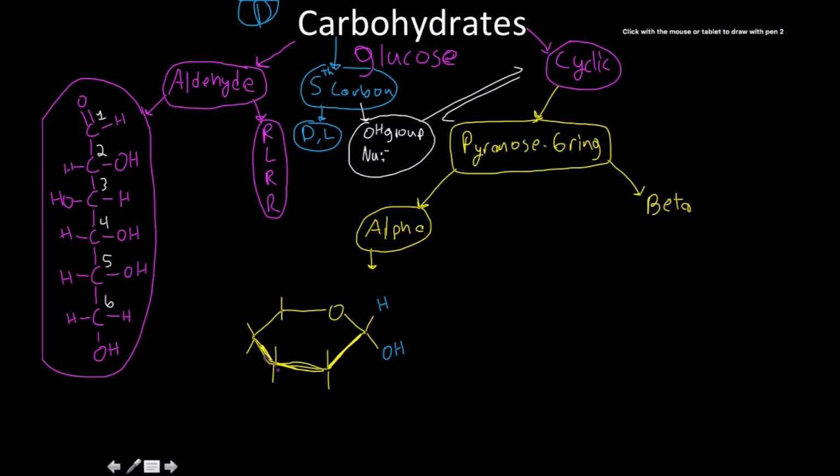Now let's go ahead and fill in the rest, right? So everything else is pretty much a constant between alpha and beta. And the pattern that I remember is, for the next ones, it's down, up, down. So the OH group goes down, the OH group goes up, and then it goes down for glucose. Also, right here in the up position, I have my CH2OH.